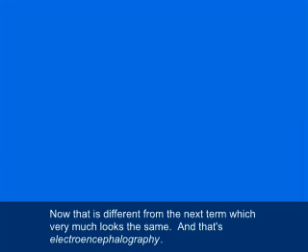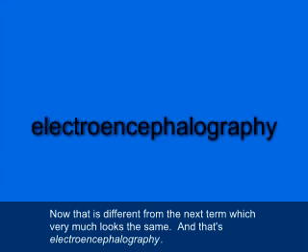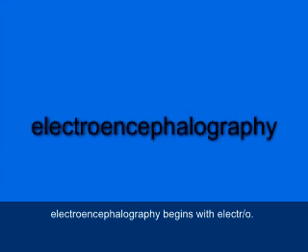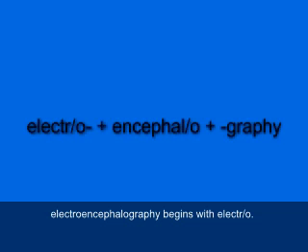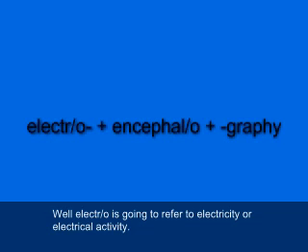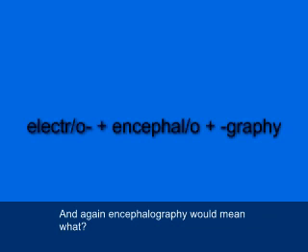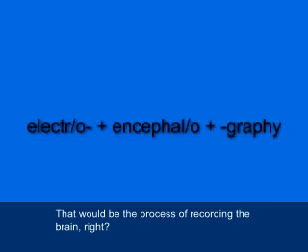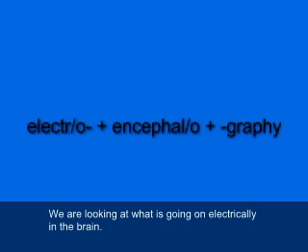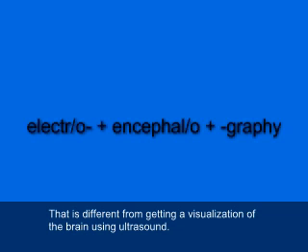Now that is different than the next term, which very much looks the same, and that's electroencephalography. They're both really long and they both look very similar, but the prefix at the beginning is different. Electroencephalography begins with electro, E-L-E-C-T-R-O. And you remember what electro refers to. Well, electro is going to refer to electricity or electrical activity. And again, encephalography would mean the process of recording the brain, right? So in this case, an electroencephalography is the process of recording the electrical activity of the brain. We're looking at what's going on electrically in the brain. That's different than getting a visualization of the brain using ultrasound. So watch out for those prefixes.